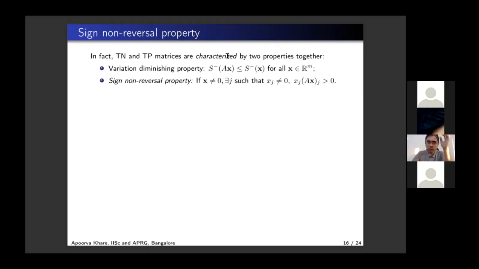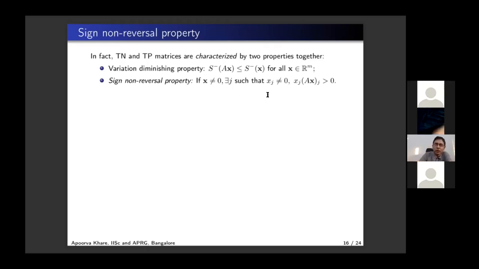Then it is totally positive if and only if, first of all, it has the variation diminishing property, and secondly, the sign non-reversal, which is that if you take any non-zero input vector, then there is a coordinate where the output vector has the same sign. The sign does not reverse.